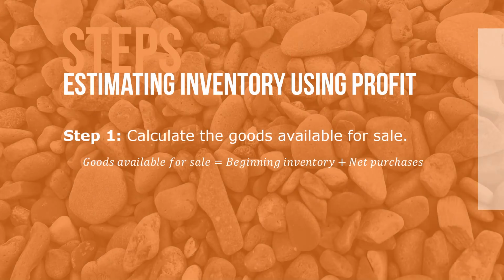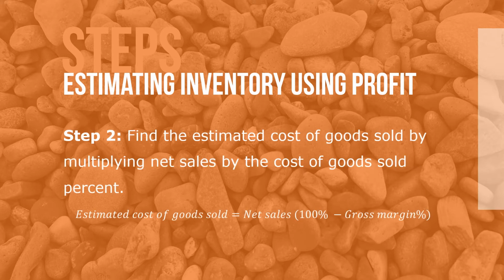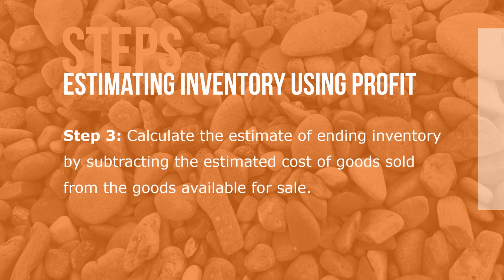Here are the steps to estimating inventory using profit. Step 1. Calculate the goods available for sale, where goods available for sale equals beginning inventory plus net purchases. Step 2. Find the estimated cost of goods sold by multiplying net sales by the cost of goods sold percent, where estimated cost of goods sold equals net sales times 100 minus gross margin percent. Step 3. Calculate the estimate of ending inventory by subtracting the estimated cost of goods sold from the goods available for sale.